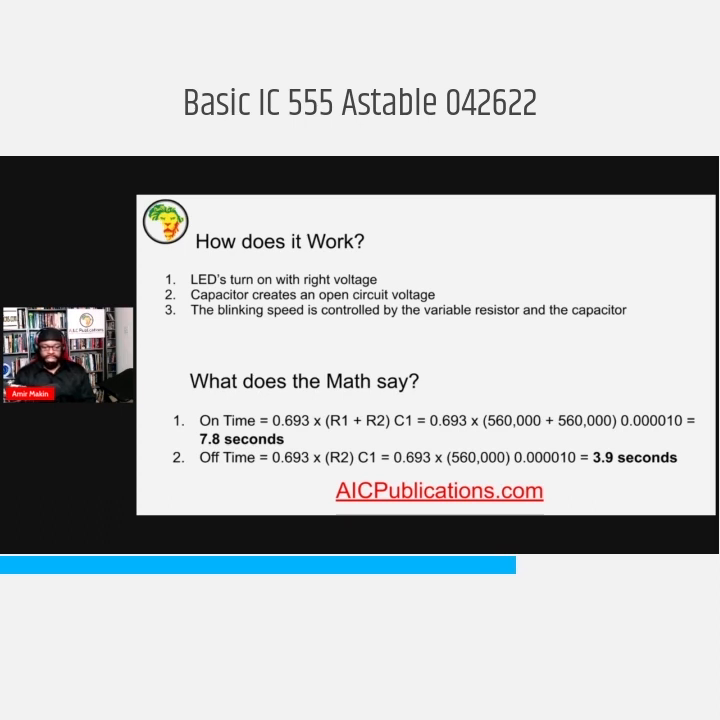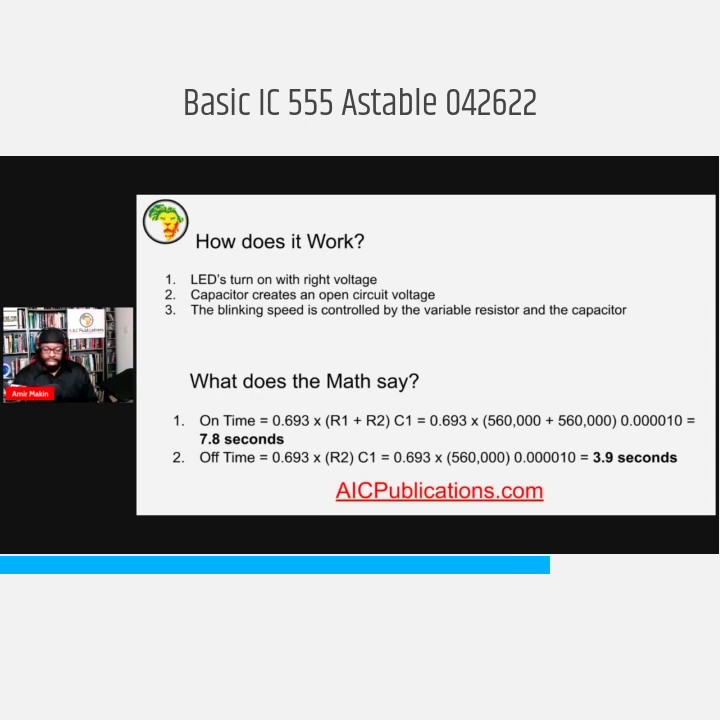So the formula here is we take 0.693, multiply that by the sum of both resistors, and then multiply that by the capacitor. And we end up getting 7.8 seconds, which means in the perfect condition, the pulse, or the light, should stay on no more than about 7.8 seconds. And if you recall, in the test that we did in the lab, the light stayed on for 7.6 seconds.